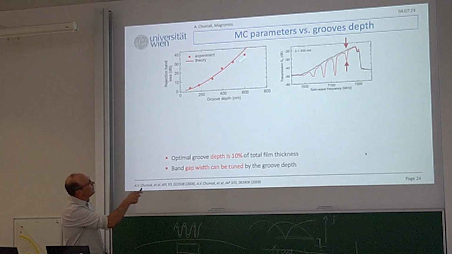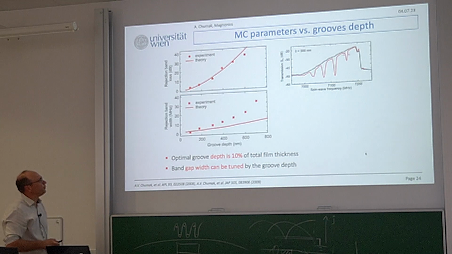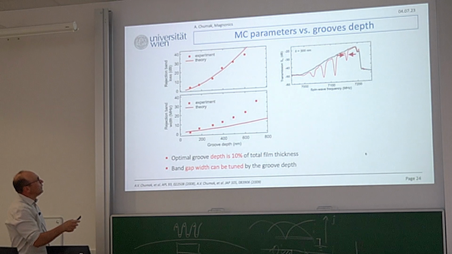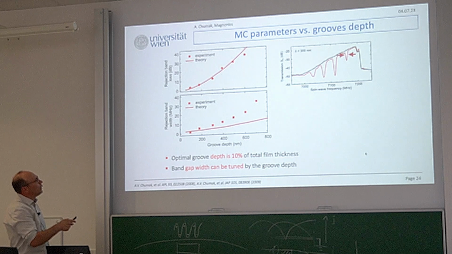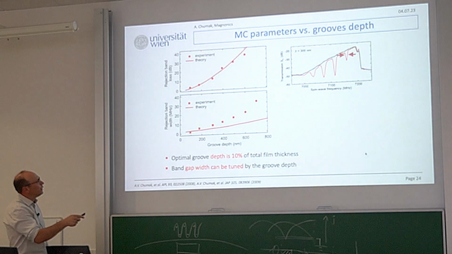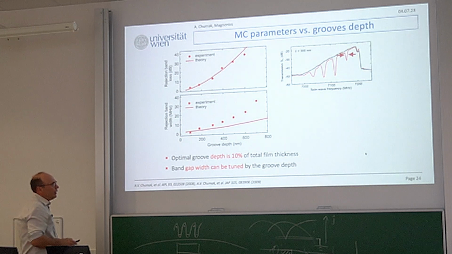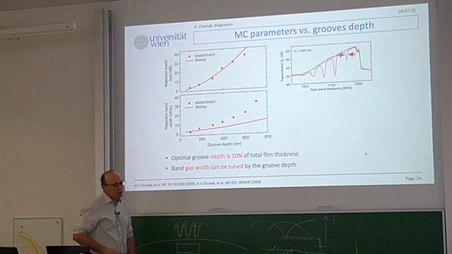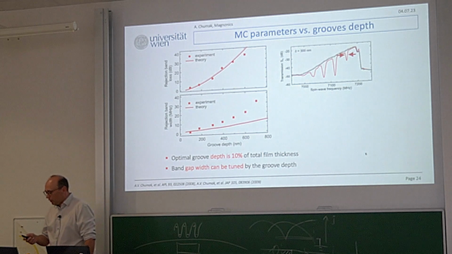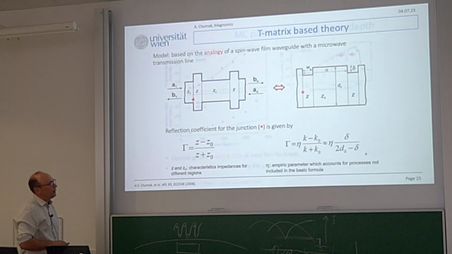And here you also see this solid line. It's a theory. I will come to it. If you look at the rejection width, it also changes. With the increase in groove depth, it increases, and then it goes to 30 megahertz in this case. There's also a theory which shows the trend qualitatively properly, but quantitatively doesn't agree.